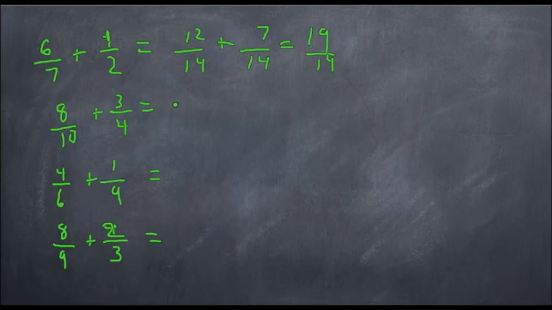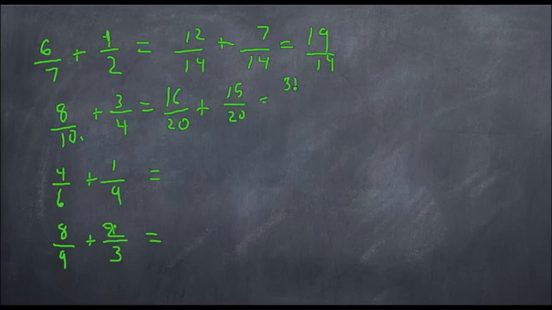Alright, now for 8 tenths plus 3/4. Does 4 go into 10? No. Does 4 go into the next thing from 10, 20? Yes. So what has to be times by 10 to get to 20? That's 2. So 2 times 8 is 16 on 20. And then for the other one, what times 4 equals 20? 5. So 15 twentieths. This will be 31 on 20.